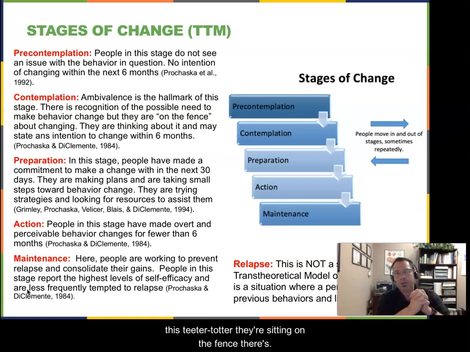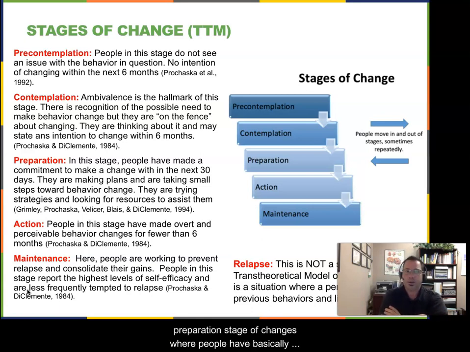There's ambivalence. Yeah, that's the word I want you to learn: ambivalence. If you ask them, they may state that they are thinking about the change and that that change may occur within 6 months. The next stage, stage 3, is called preparation. The preparation stage of change is where people have basically made a commitment to make a change, and they are thinking about actually doing this change within the next 30 days.